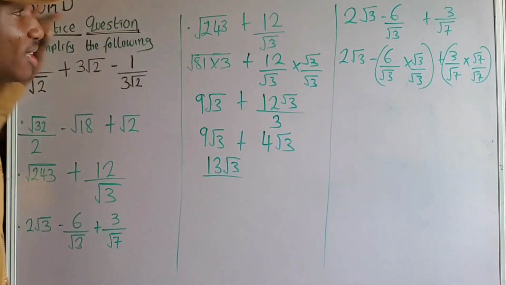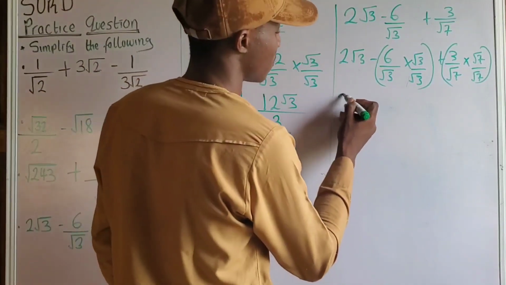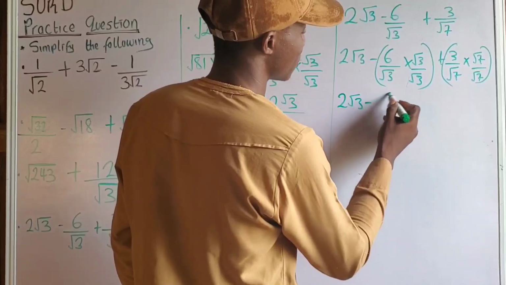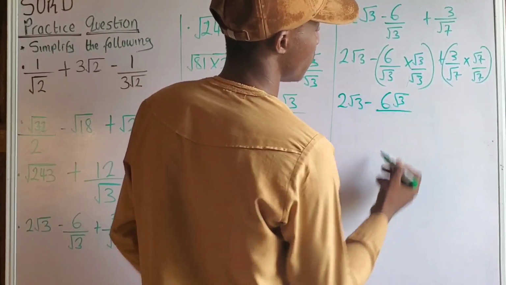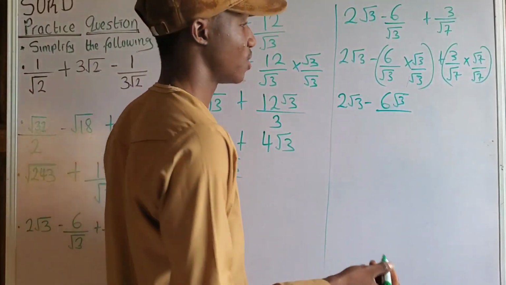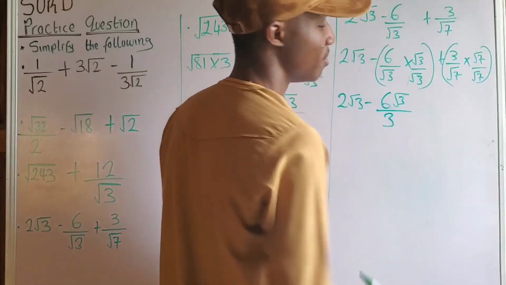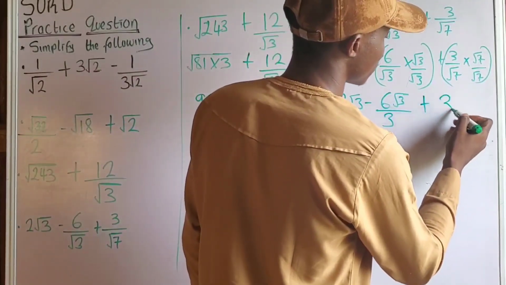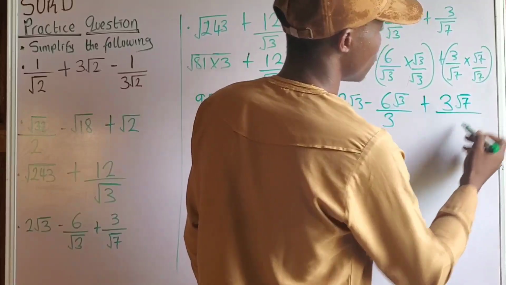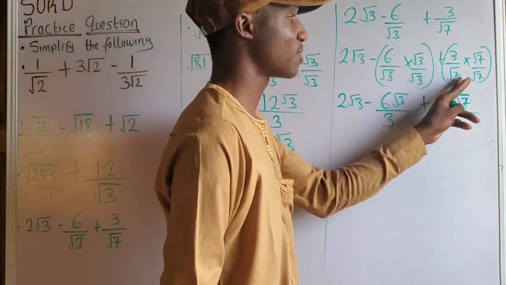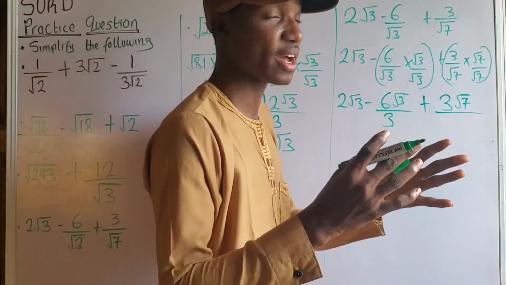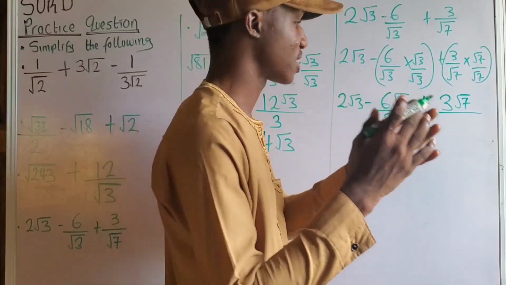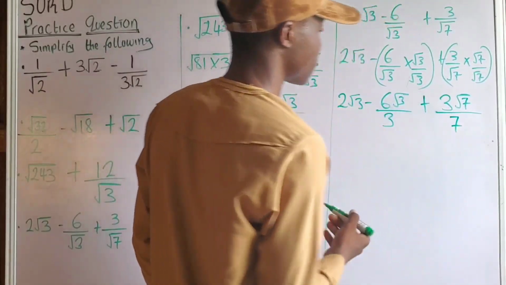Do you understand? Okay, for this I'm going to have 2 root 3 minus 6 root 3 all over root 3 times root 3, which is root 9. So I'm going to have 3 here because the square root of 9 will give us 3. So I'm going to have plus 3 root 7, because 3 times root 7 will give us 3 root 7. Root 7 times root 7 is root 49. The square root of 49 will give us 7. So I'm going to have this over 7.